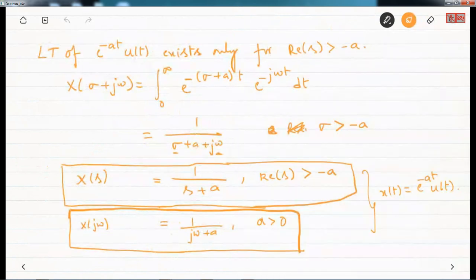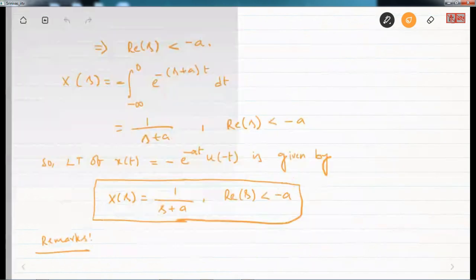See here, we have taken, hope you are able to see now. So x of t is equal to e power minus a t into u of t. And for that, the Laplace transform is 1 by s plus a, and it exists for real part of s greater than minus a. And for the same signal, the Fourier transform is 1 by j omega plus a, and the Fourier transform exists only for a greater than 0, right? That's the same thing I'm trying to write afresh here.